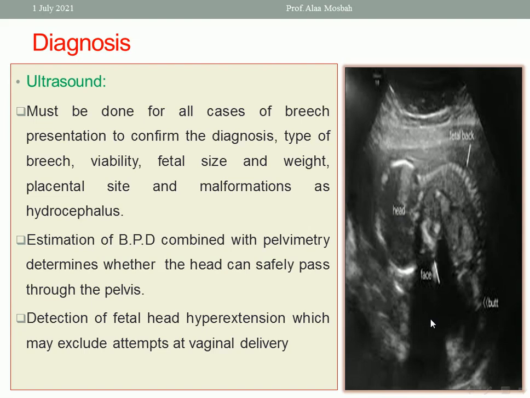Also, the amount of liquor, is it oligohydramnios or polyhydramnios or normal? Is there any multiple pregnancy or single baby? So we can also detect congenital anomalies other than hydrocephalus, like meningocele, meningoencephalocele. Any congenital anomalies can be detected, such as sacral tumor.